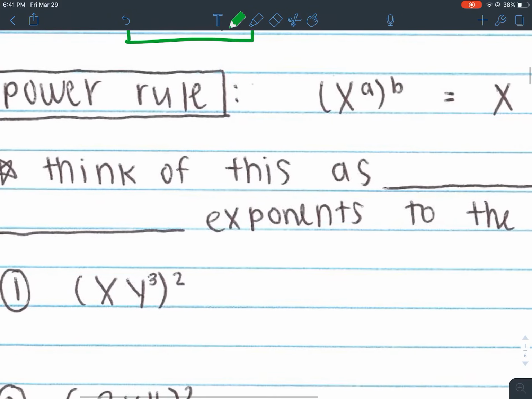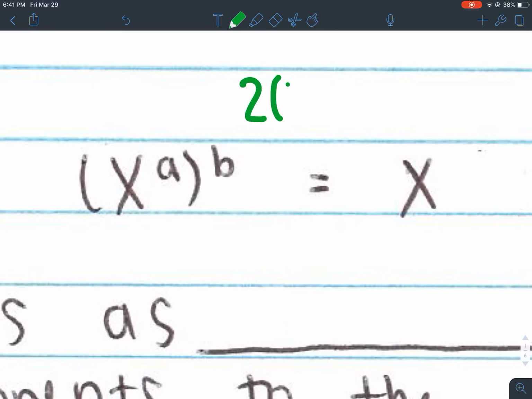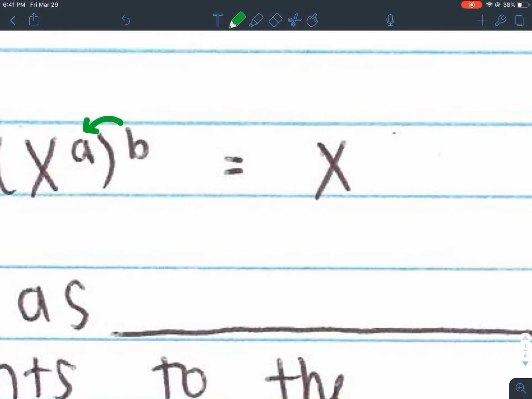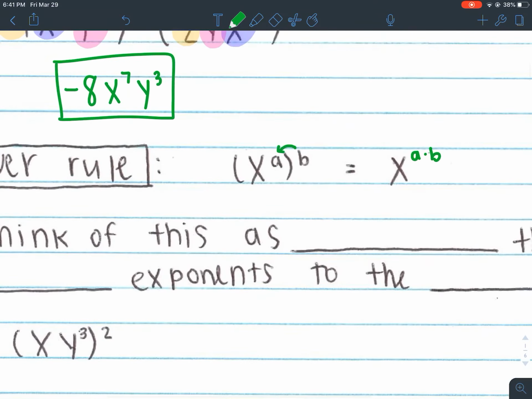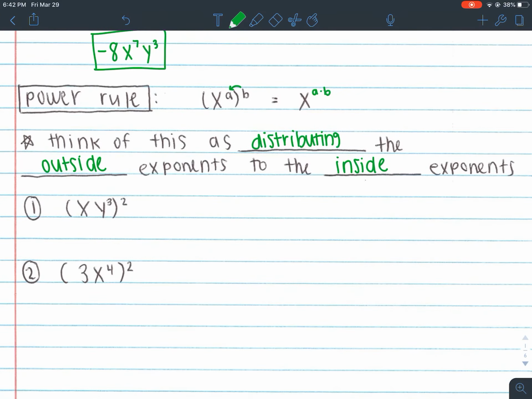Alright, and so this is the power rule, and this is when we have a base to an exponent, and then on the outside we have another exponent. So normally when we have, like, let's say 2x plus 4, what do you want to do to get rid of those parentheses? You want to distribute. So you're kind of doing the same thing here with the exponents. To get rid of the parentheses, you want to distribute that in there. So you're going to take a times b. Okay, so that's your power rule. So you can think of this as distributing the outside exponents to the inside exponents. Okay? You want to think of it like that.